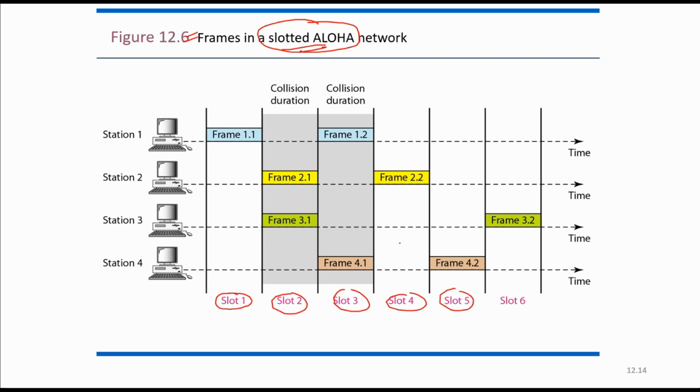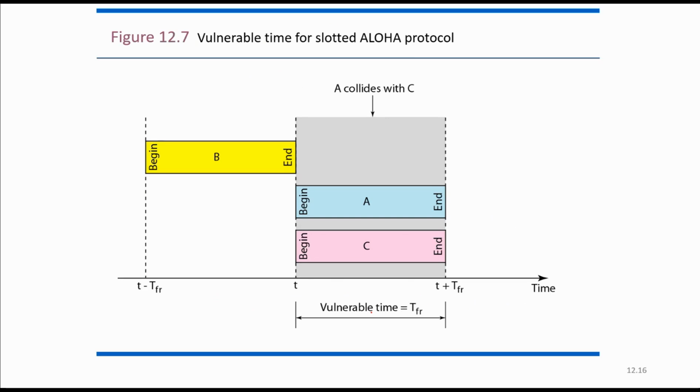This is basically developed to increase the efficiency of pure Aloha. Here the shared channel is divided into discrete time slots. In those fixed time slots, only the frames will be sent by each station. Sending of data is allowed only at the beginning of a slot. In that case, the vulnerable time is only the transmission time of the frame, not 2 times the transmission time. So it is going to reduce the waiting time and the delay, and it is going to increase the performance. This is the basic idea about slotted Aloha.